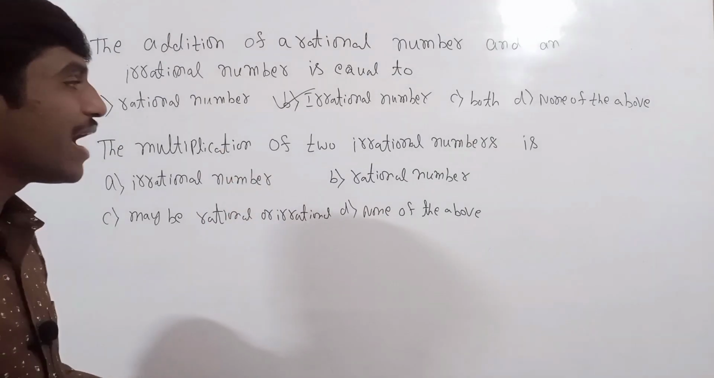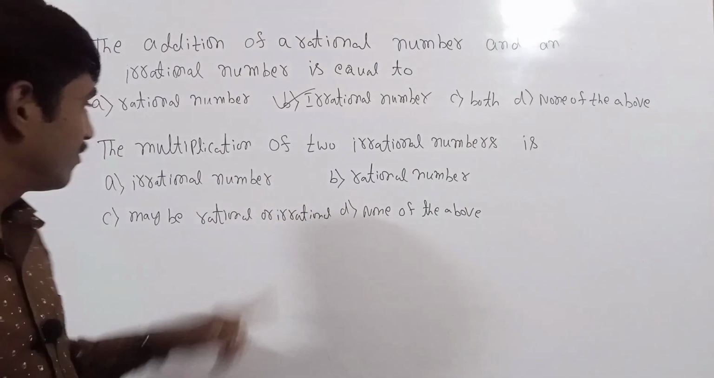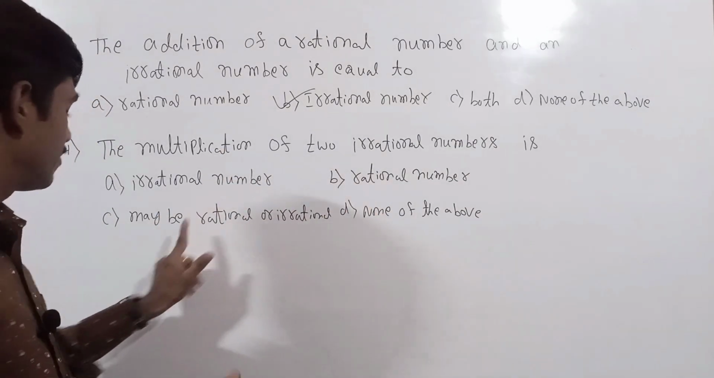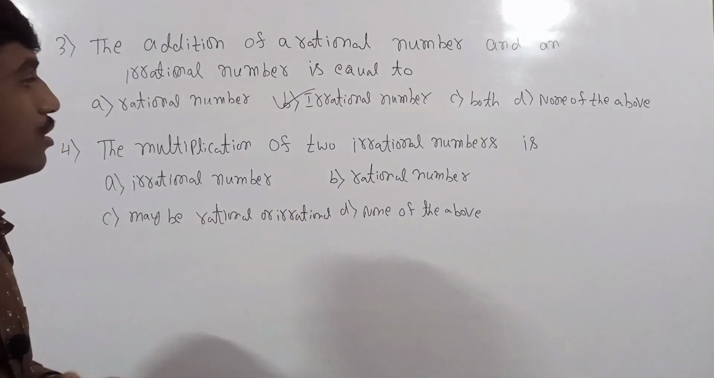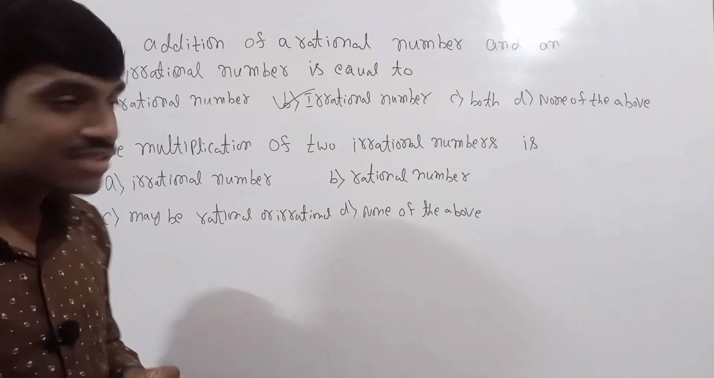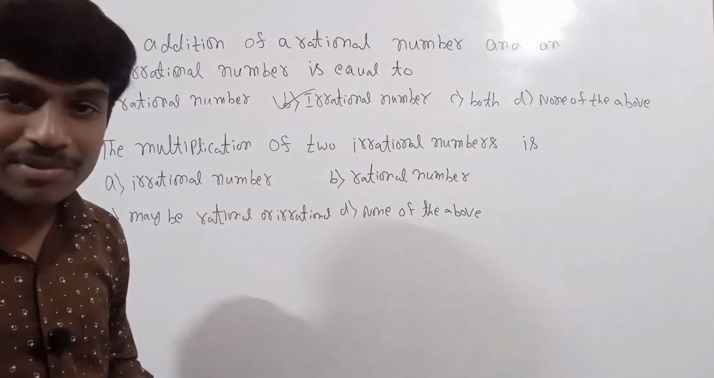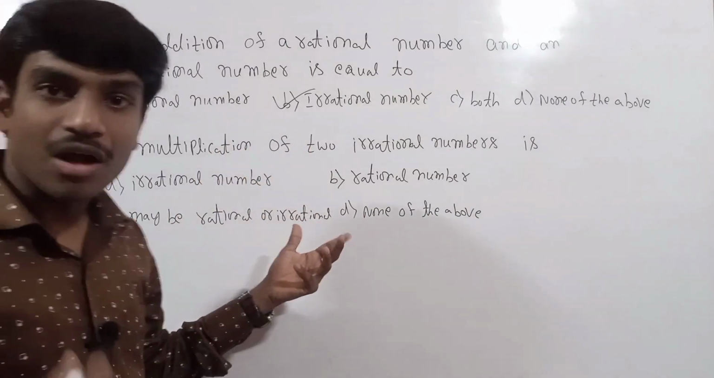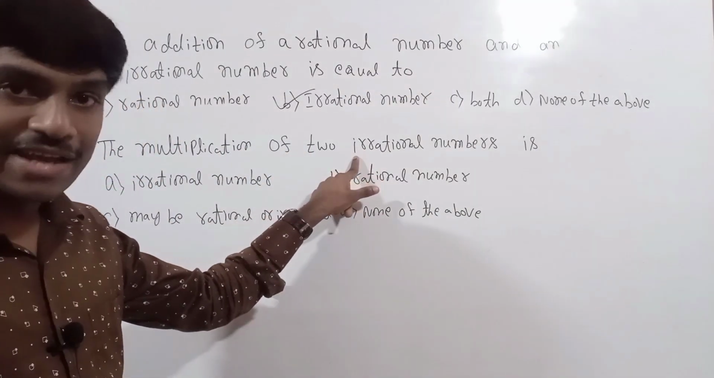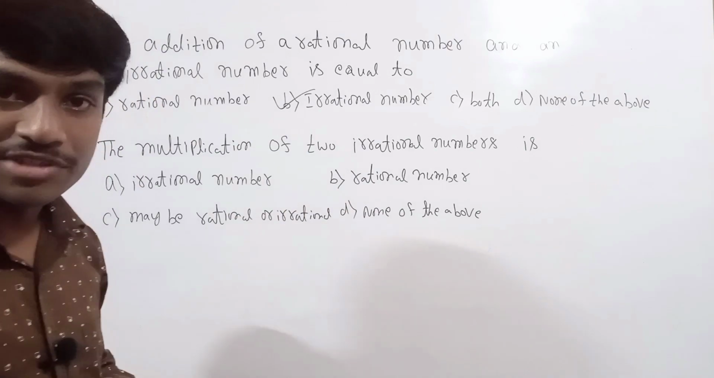That means when you multiply two irrational numbers, what do you get? Whether you get an irrational number, a rational number, maybe rational or irrational, or none of the above. So when you get a question like this, you try with some examples and then you can easily conclude. If you know the answer, you can write it, or if you don't know, you just take a few examples and then you can verify which is the answer.